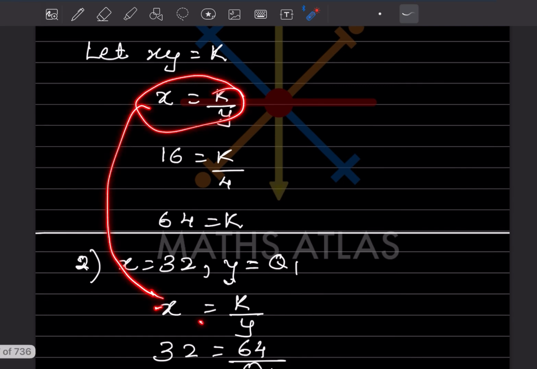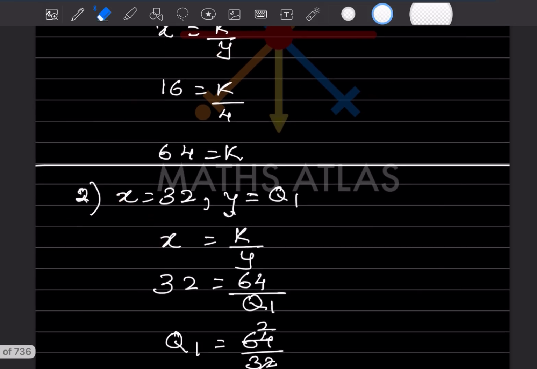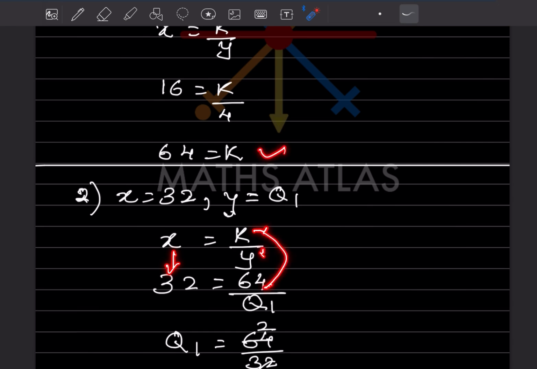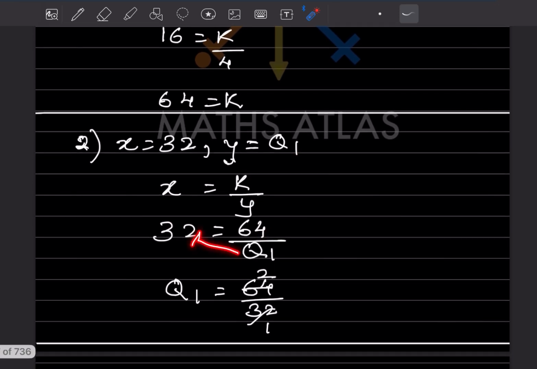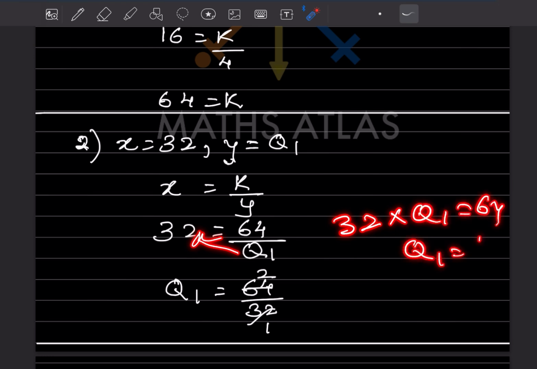So x is equal to k by y, I wrote it again. Now x is 32 and this k, we got the value as 64, and we don't know y, which is Q1. So I'll do one step here: 32 into Q1 is 64. So Q1 is going to be what? 64, and this 32 goes to the other side, meaning it is going to get divided. 32 ones are 32.